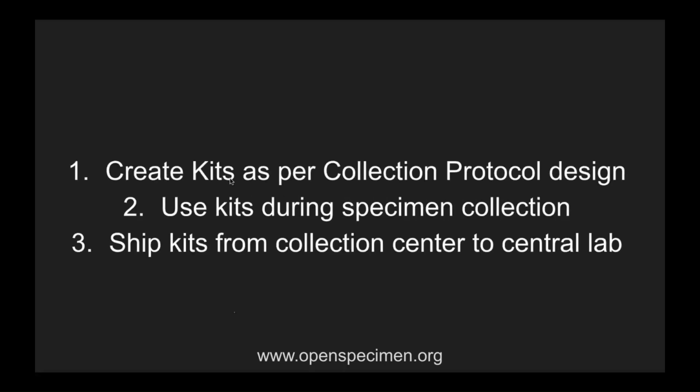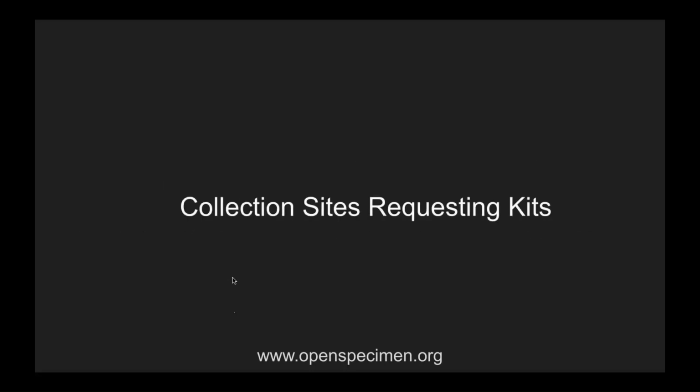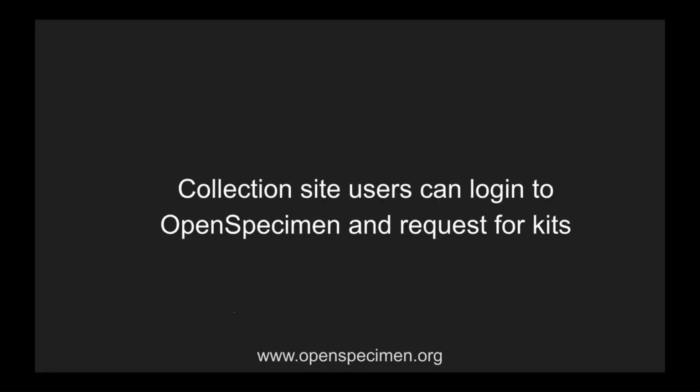But one of the things that was not available is that when the sites are running out of kits, for example, they had 50 kits and now they have used 40 kits, they want to request more kits before they run out. These things are done through emails, where they'll send an email or give a call or whatever. So the new feature that we have added now is where the collection sites can request kits through the user interface.